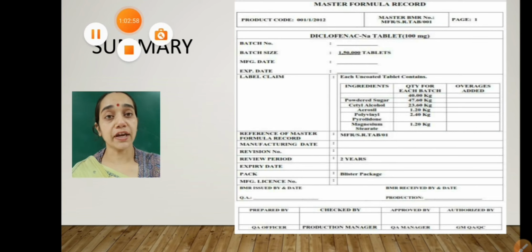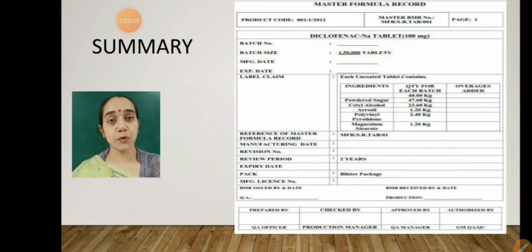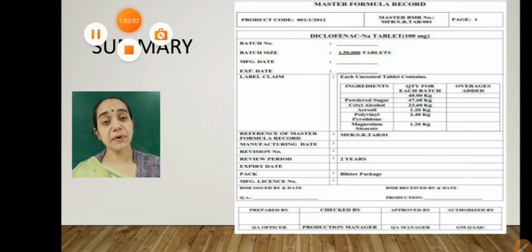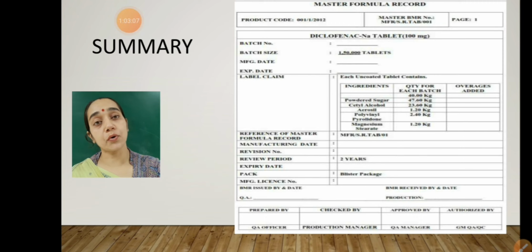So in this way we have discussed the master formula record, and this master formula record will be utilized to prepare the batch manufacturing records also.